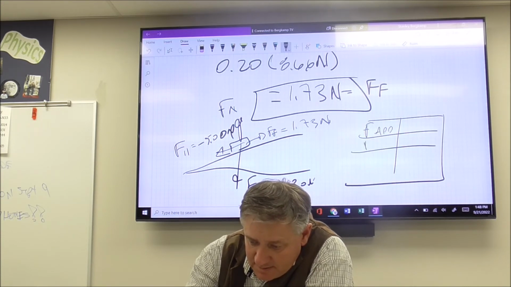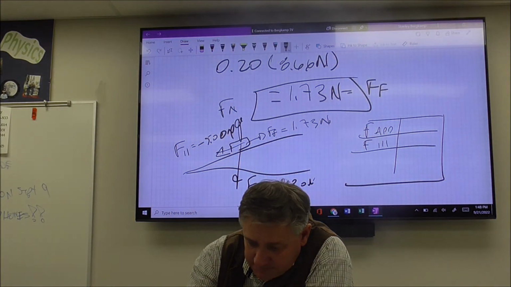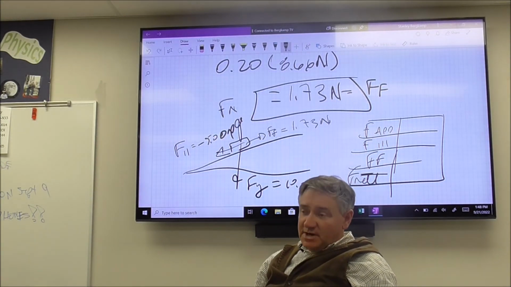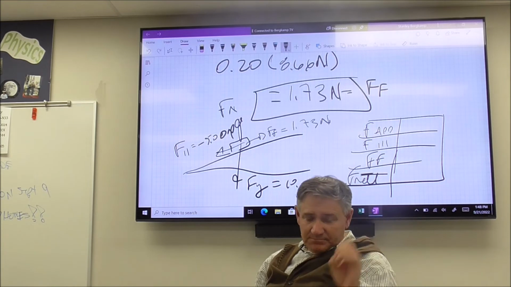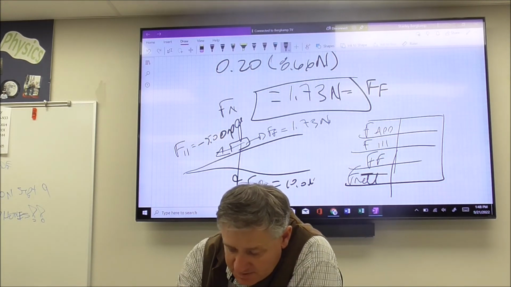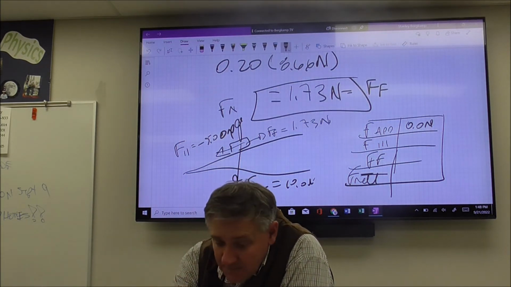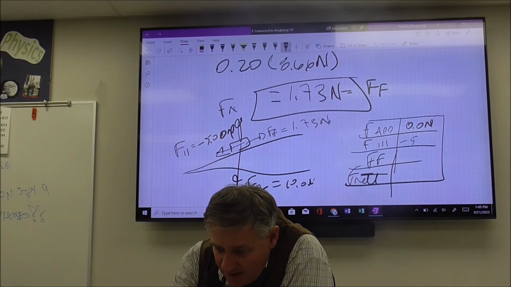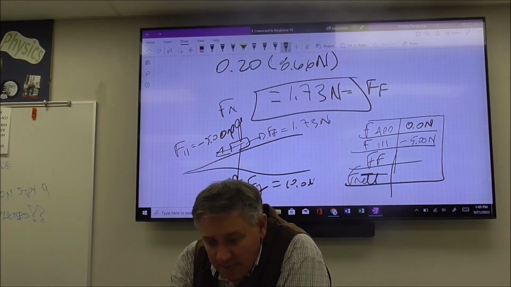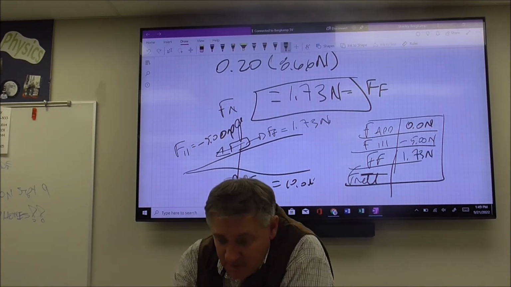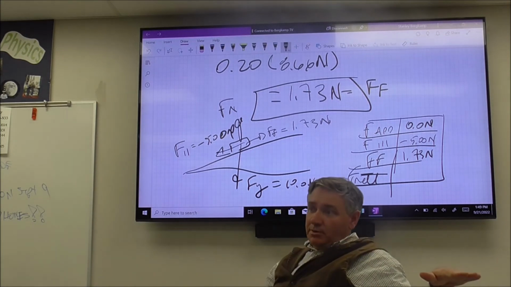Now, set up your chart. Force applied, force parallel, force friction, your force net. The sequence doesn't make any difference. Because I've asked you to calculate the acceleration, what is your net force not going to equal? 0. So there's no applied force, no push, pull, nothing like that. My force parallel was -5 newtons. My force friction is going to be 1.73 newtons. So I've got a -5 newton force trying to pull it down.